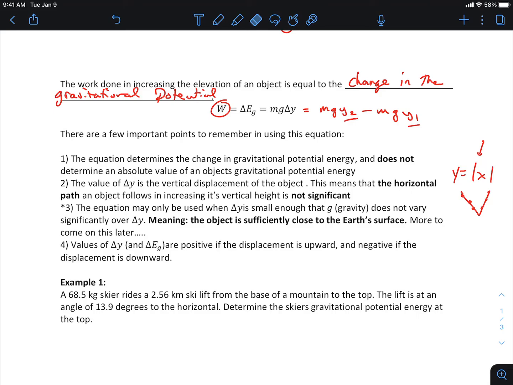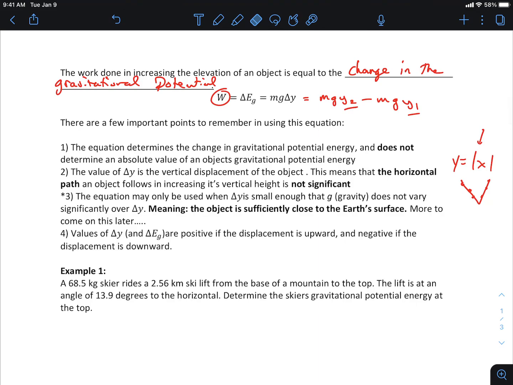I'm interested in how the height is changing. That's potential energy. The equation may only be used when delta y is small enough that gravity does not vary significantly over delta y. What that means is if we were to get above some atmospheric level on Earth, such that we're starting to get weaker and weaker amounts of gravity, now the potential energy changes, right?